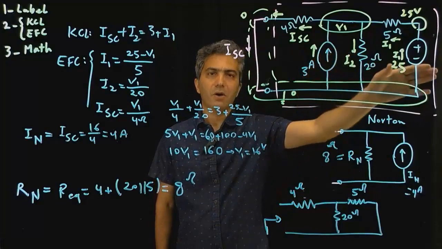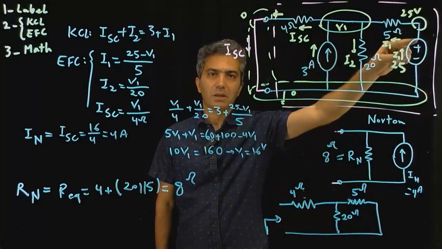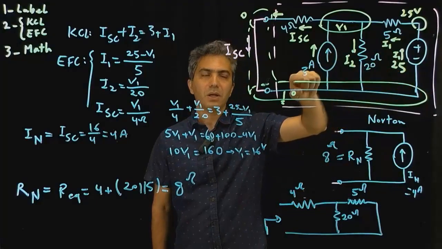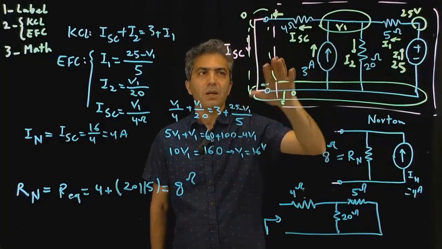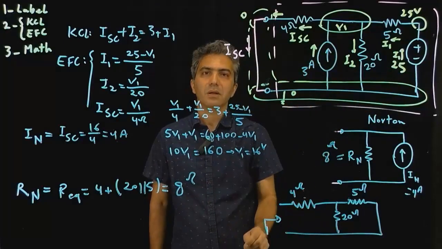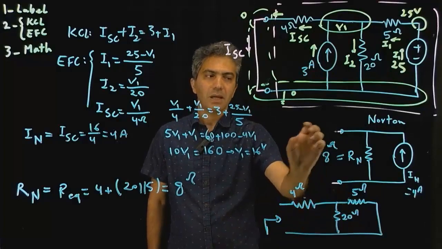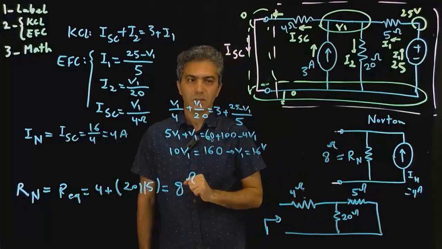And then you turn off all the independent sources, meaning the voltage source is going to be a short circuit, the current source is going to be an open. And once you do that, looking back into the circuit, you calculate the equivalent resistance, and that would be your Norton resistance.